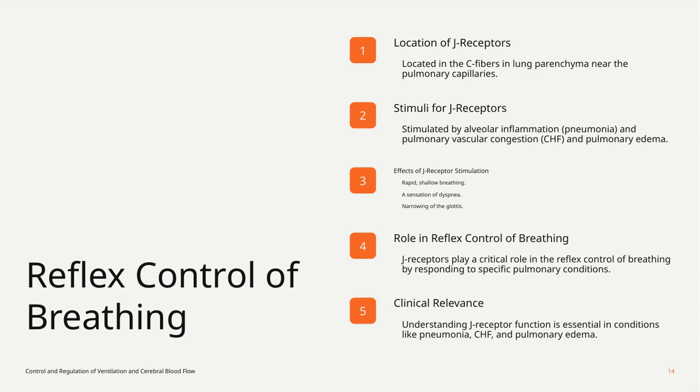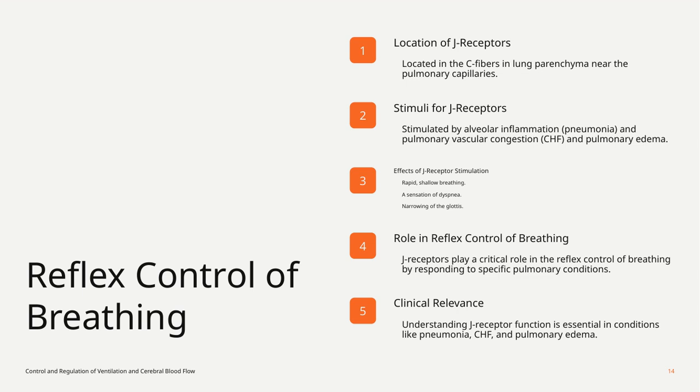So, what exactly stimulates these J receptors? They are activated by alveolar inflammation, such as in pneumonia, or by pulmonary vascular congestion, which occurs in conditions like CHF and pulmonary edema. These receptors are located in the C fibers within the lung parenchyma, situated near the pulmonary capillaries. This strategic location allows them to detect changes in the blood flow and the state of the alveoli.